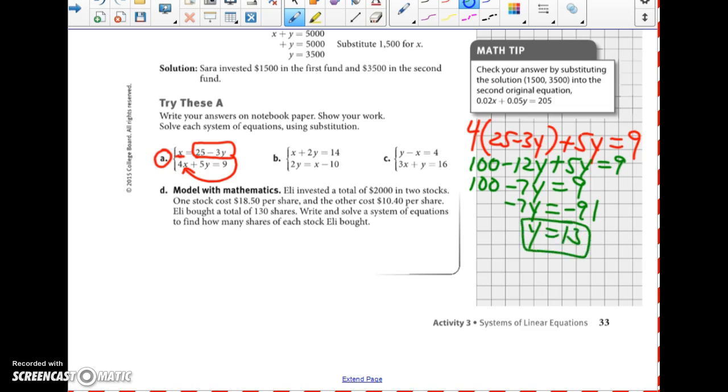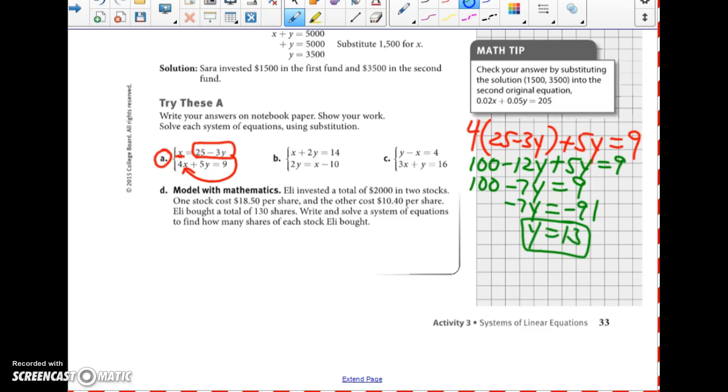Y equals 13. Now let me ask you this. Is that the final answer to the problem? No, because you've only found the y. You're still going to find the x. You got it. Very good. You guys are doing fantastic. So what is it you do? You take the 13 and put it in for y.